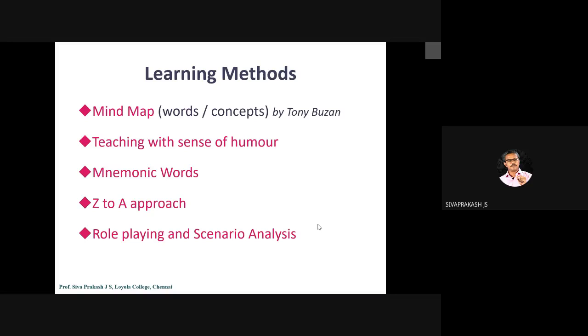Next, different methods of learning. One is the mind map method. In the mind map method, a concept or words are given, right? Then they are asked to think about this and tell about their perception. That's called the mind map method. It is given by Tony Buzan, right? Even psychologists mostly follow this method for their counseling and treatment.